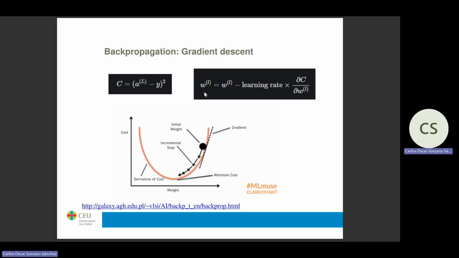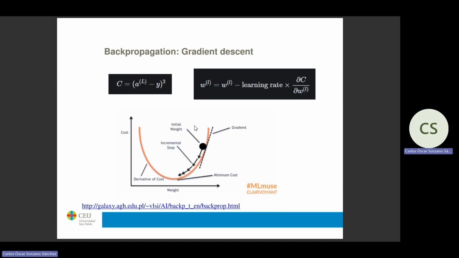So the weights at the given layer will be the current weights at that layer minus some learning rate and then the derivative of the cost function with respect to the weights of that layer. So this is just gradient descent. Yes, that's it. We already know that pretty well.